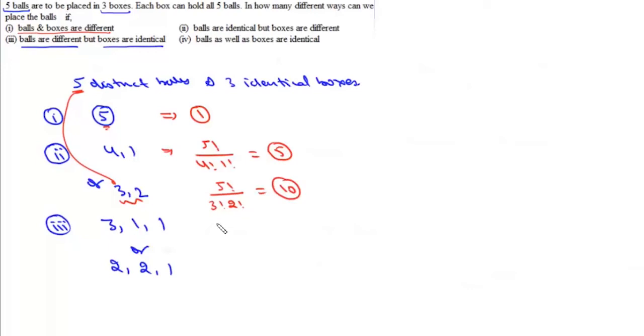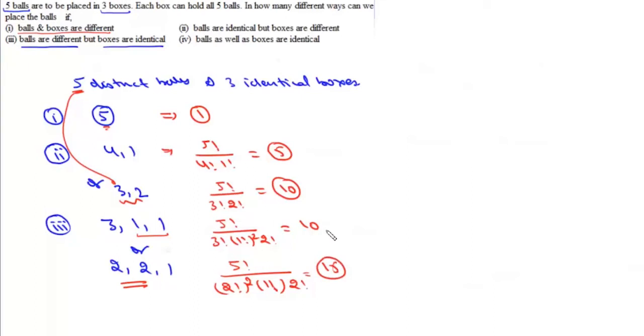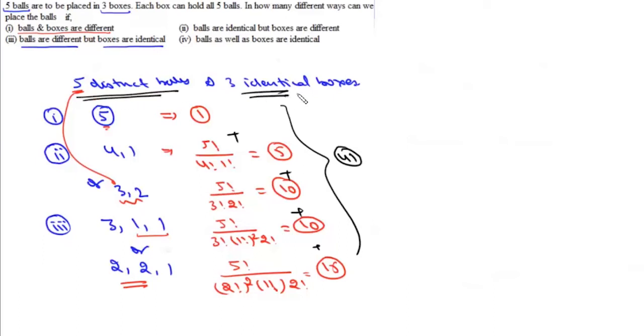Now what about 3, 1, 1? It will be factorial 5 over factorial 3, factorial 1, factorial 1 whole square, and then since these two numbers are the same, we have to divide it by factorial 2. So it will again be 10. And here it will be factorial 5 over factorial 2 square, factorial 1, and again we have these two numbers the same, so divide by factorial 2, so it will be 15. So we'll add them. Total number of ways will be simply 41. So there will be 41 ways in which we can distribute these 5 distinct balls in 3 identical boxes.